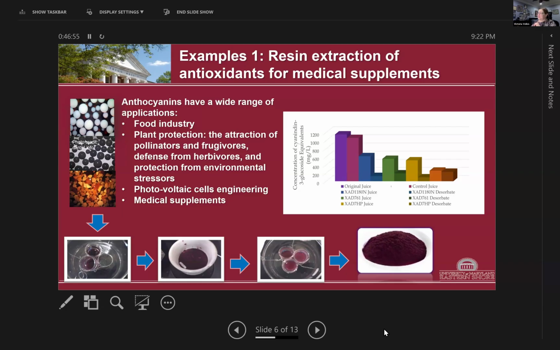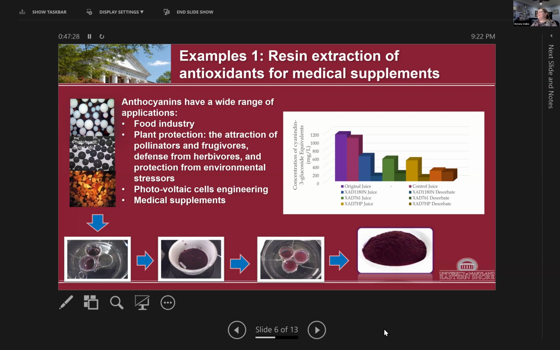Because of its antioxidant properties, it can protect plants. It can attract particular pollinators. It can attract and can repel some herbivores and some pests. It can protect the plant from environmental stresses such as drought or over-rainy seasons and things like that.